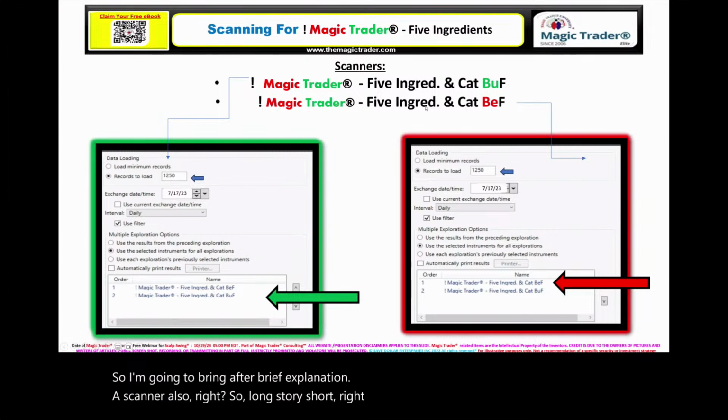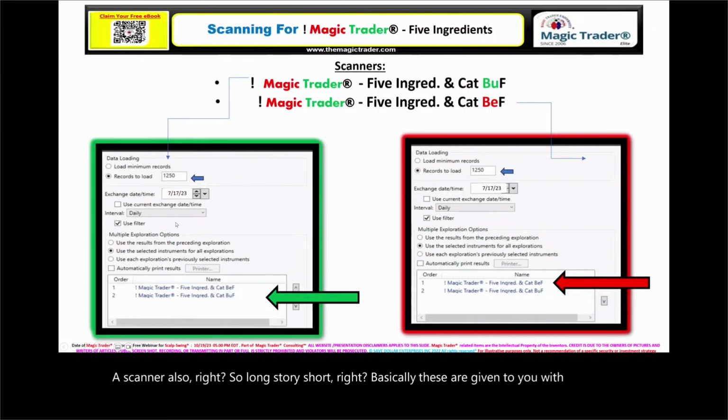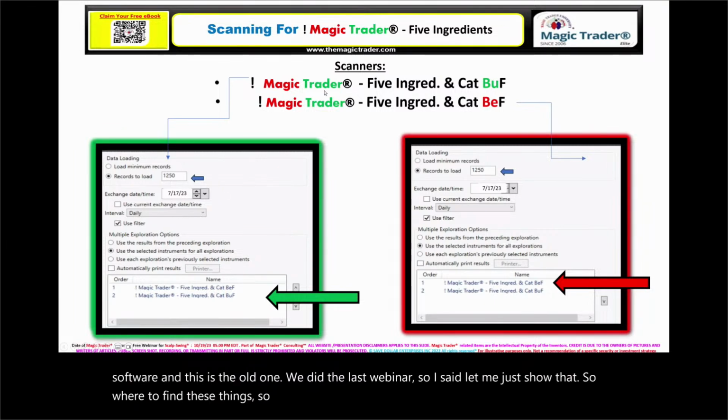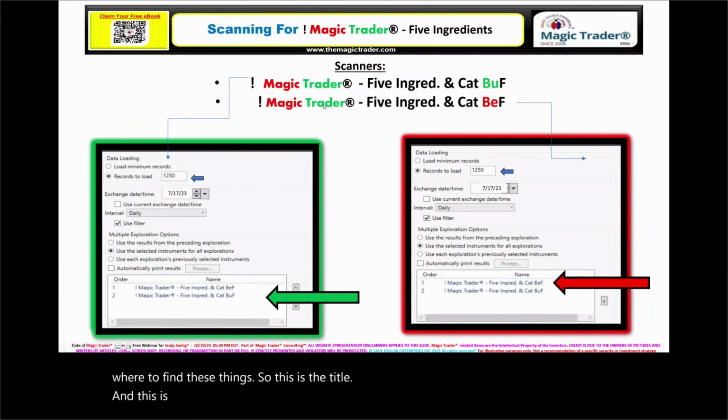Basically, these are given to you with the software. And this is the old one we did at the last webinar, so I said, let me just show that so you know where to find these things. So this is the title, and this is the title for bear. And you could scan both at the same time, right? There's no problem for that.